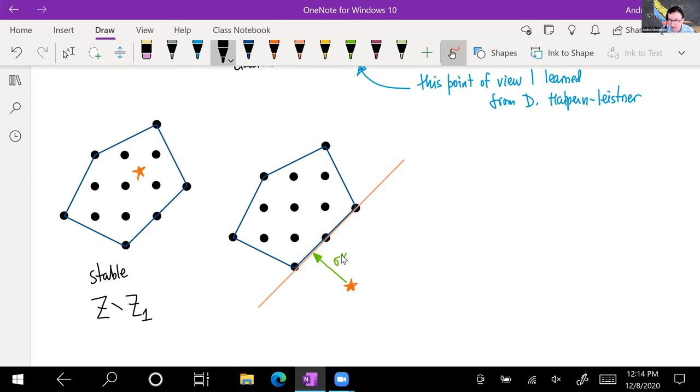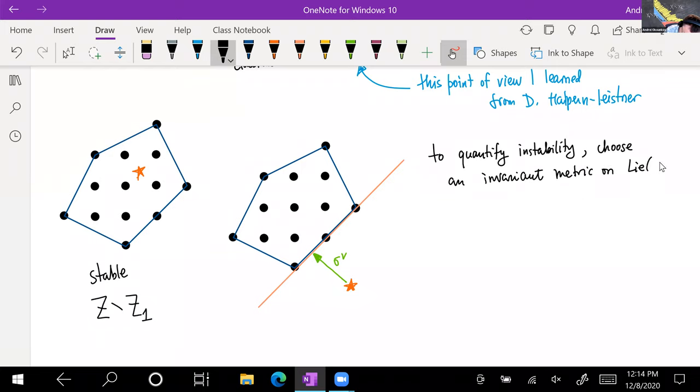If zero is outside, then it's clear that you should measure how unstable things are by how far zero is outside. That makes sense. But to talk about how far, you need to choose a metric. To quantify instability, choose an invariant metric on the Lie algebra of G. Then of course it induces a symmetric metric on characters and co-characters.